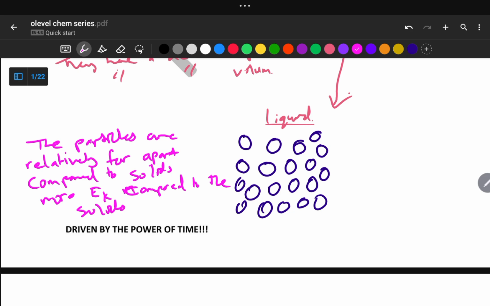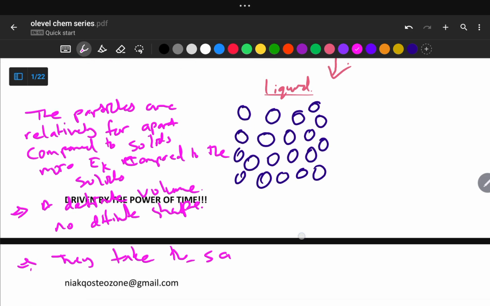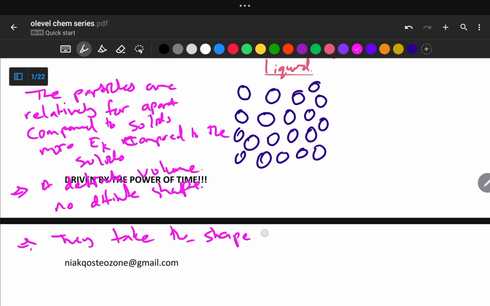they don't have a definite shape. They take the shape of a container. I need also to take note on that one. So they have a definite volume, no definite shape. They take the shape of a container. So these are the properties of the liquid phase, right?